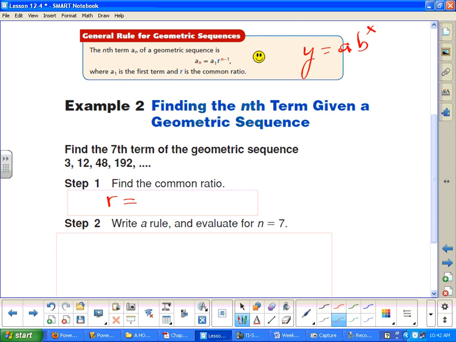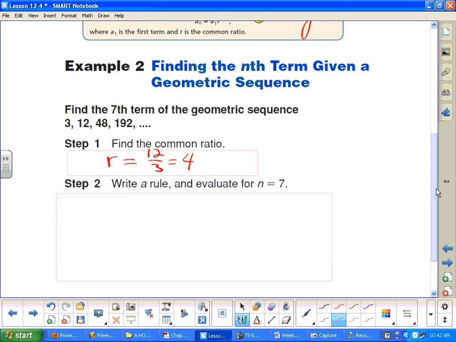Ben, what does it take to get from 3 to 12? Okay, what about multiplication? Multiply by 4. And 12 times 4 is 48? Yes. So if I did 12 divided by 3, I get 4. Since I know it's geometric, all I need to do is take any pair of these and divide them. Well, you should just take the easiest pair. 12 divided by 3, that's 4. There's my common ratio.